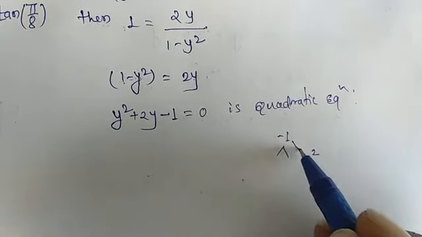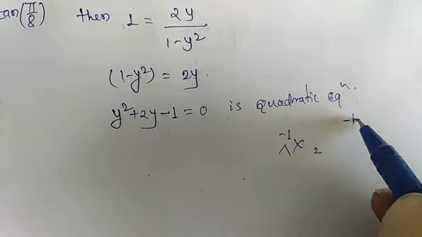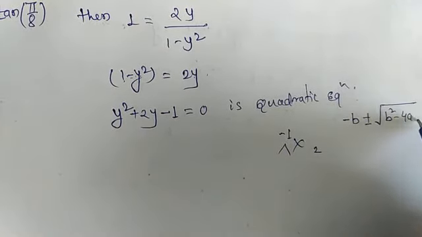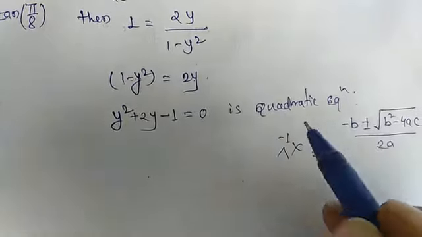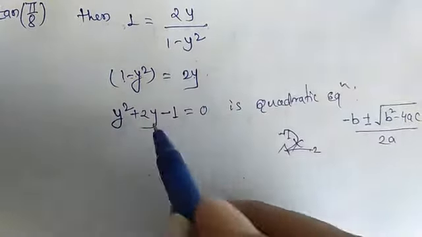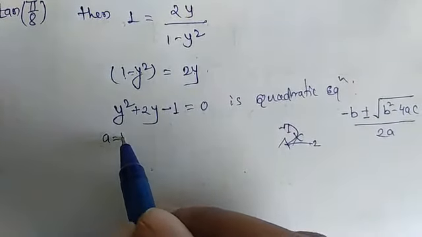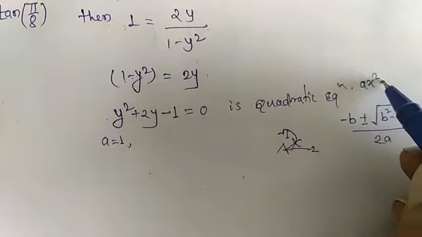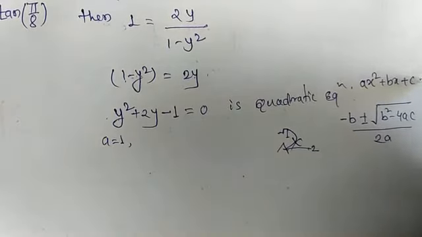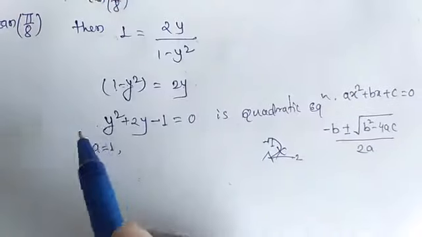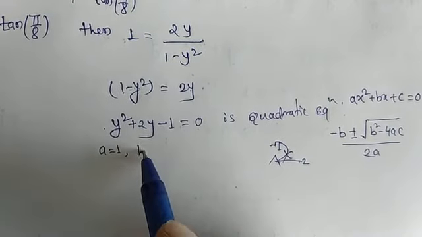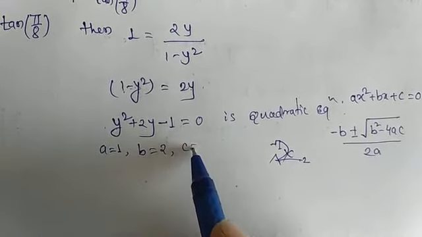So we have to use the formula: minus b plus or minus square root of b square minus 4ac, upon twice a, where the quadratic is ax square plus bx plus c equal to 0. Here the y square coefficient a is equal to 1, b is equal to 2, and c is equal to minus 1.